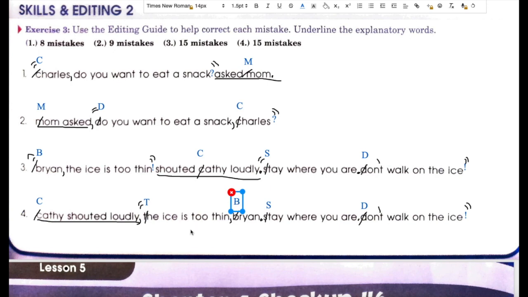All right, let's count them again. 1, 2, 3, 4, 5, 6, 7, 8, 9, 10, 11, 12, 13, 14. Okay, we have them all.